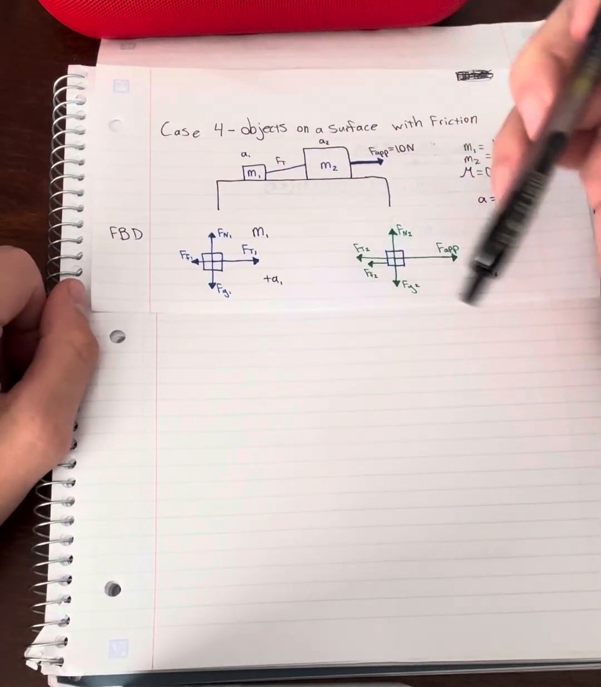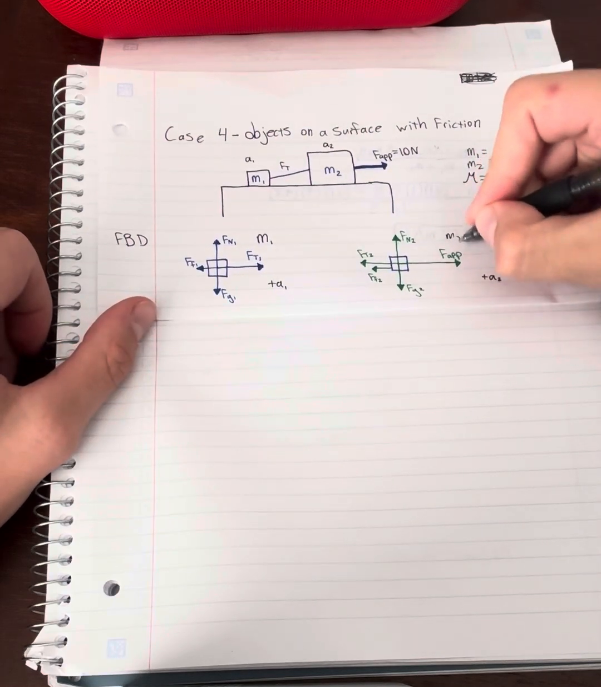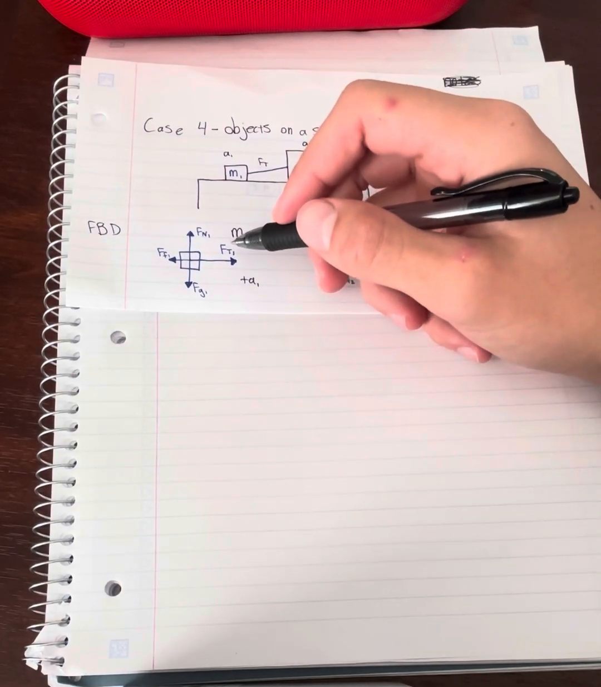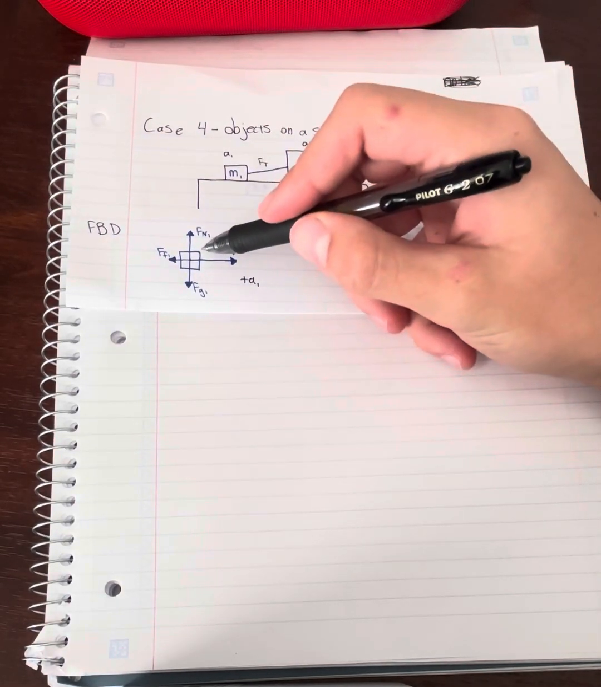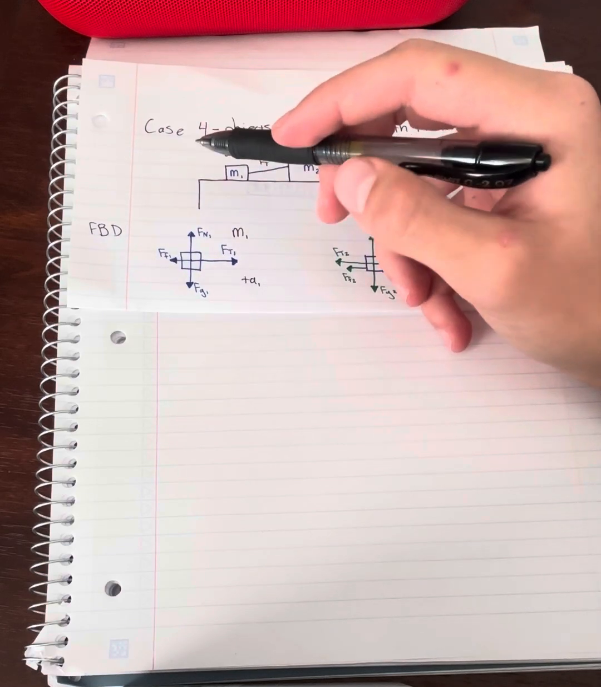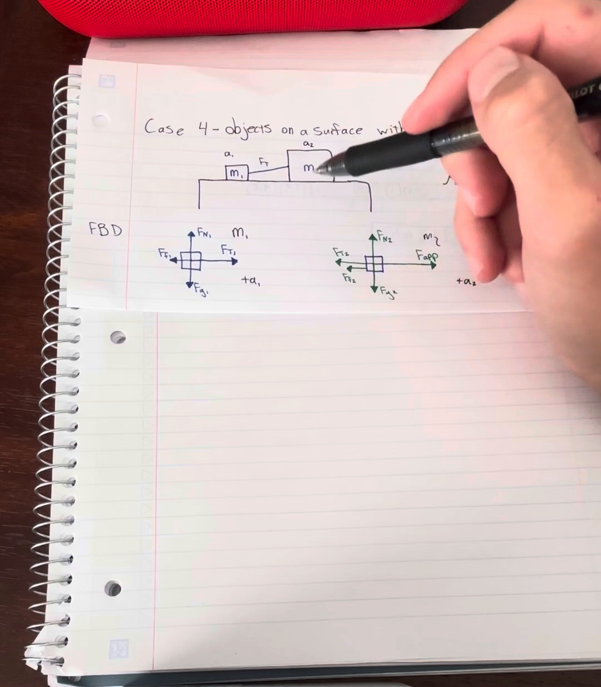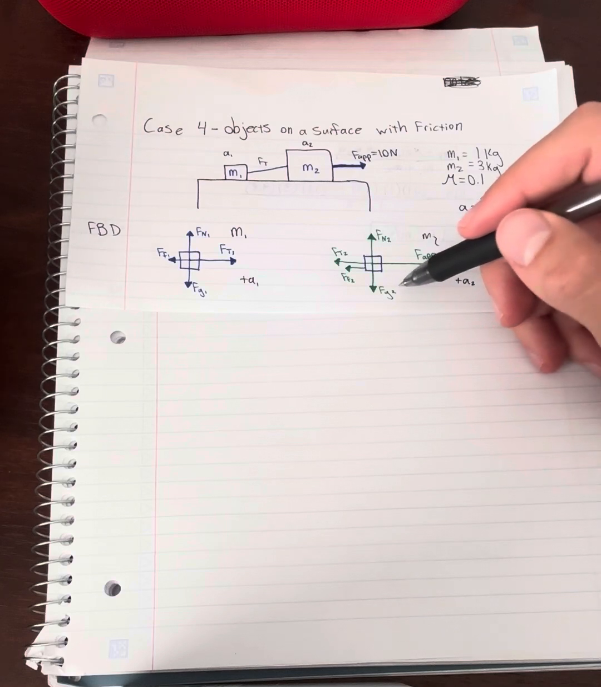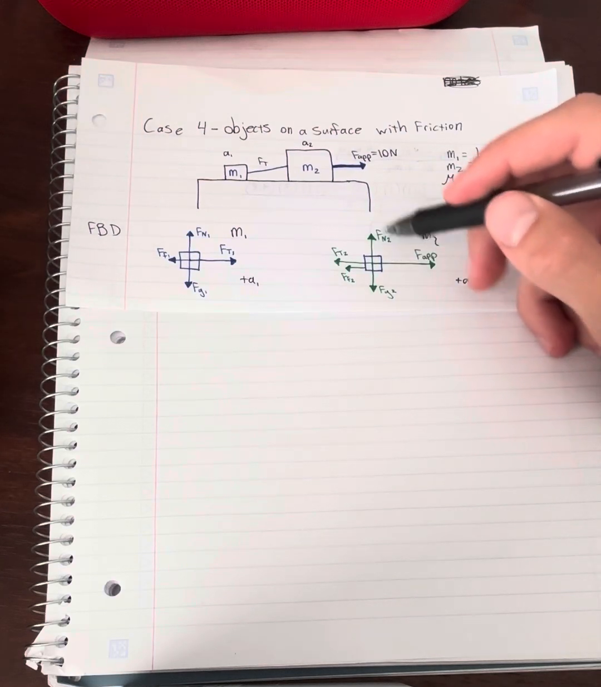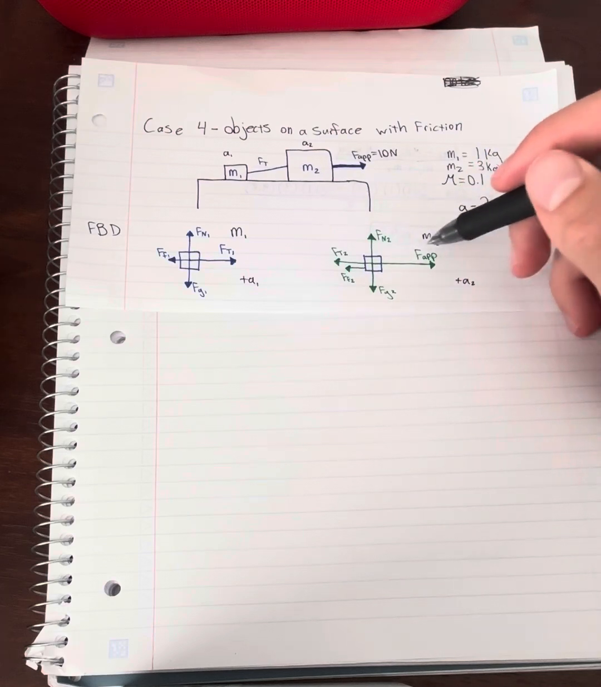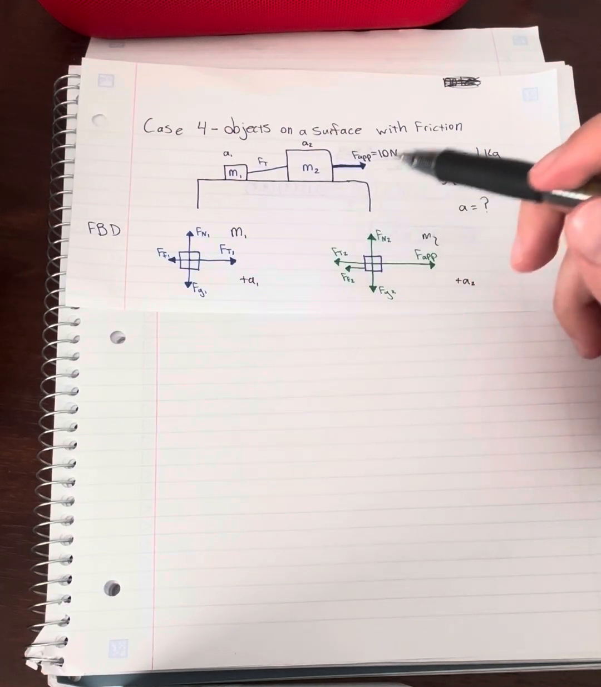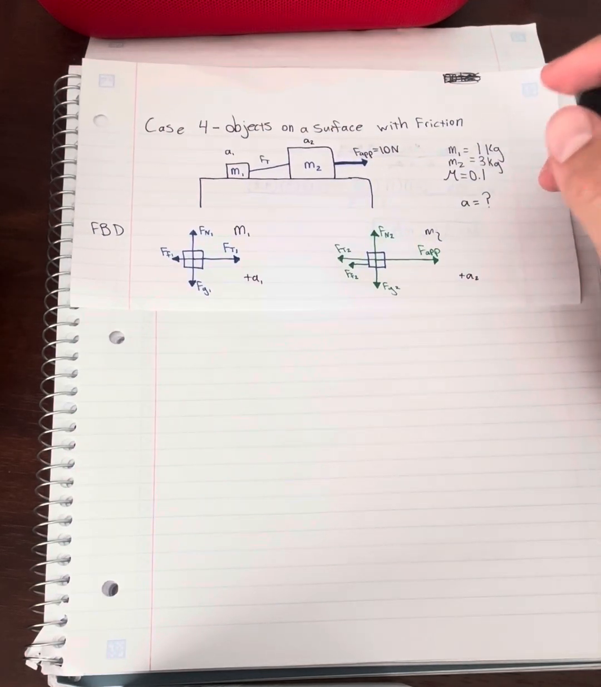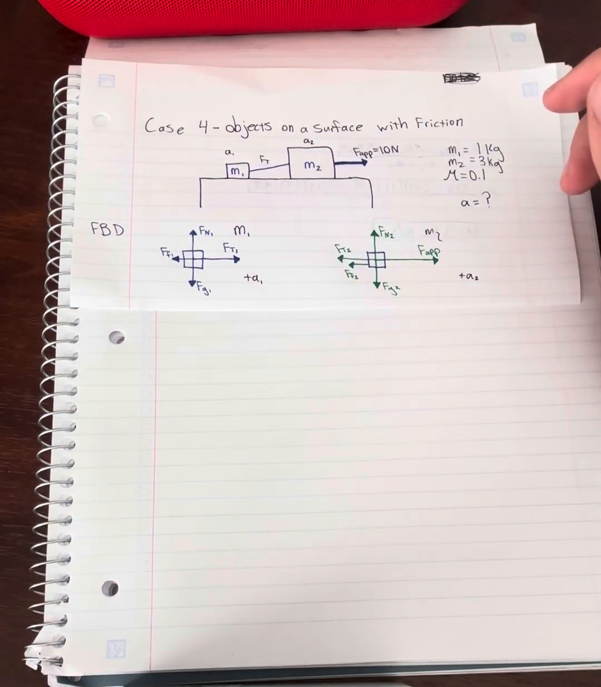Free body diagrams for mass 1. Force of gravity pulling down, the normal force acting up. We've got the force of tension pulling right, and now we have the force of friction pulling left. Mass 2, we've got gravity pulling down, normal force pulling up, the applied force pulling to the right, and force of friction and force of tension pulling to the left for mass 2. Both the accelerations are positive.